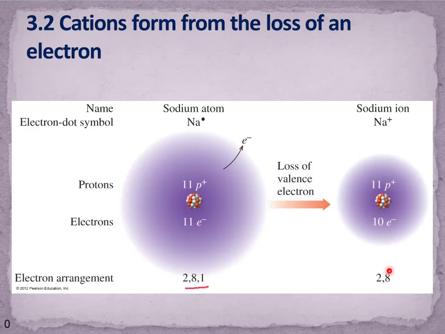When I look at the periodic table, I look right before sodium, and I see the element neon, and it has the electron arrangement of 2, 8. 2 electrons in the n equals 1 level, 8 electrons in the n equals 2 level. So sodium is just trying to look like neon.